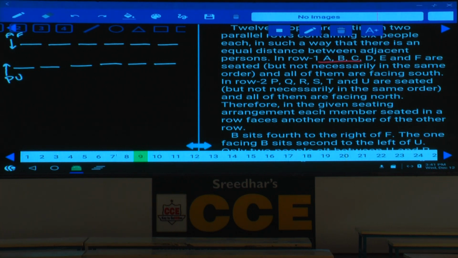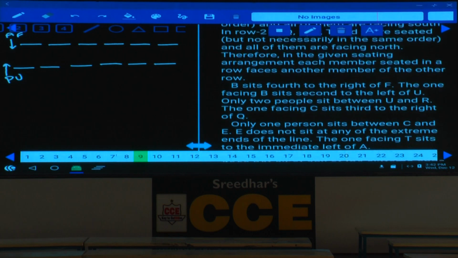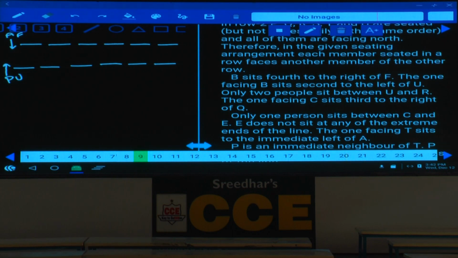Then, not necessarily in the same order, B sits fourth to the right of F. As B is seated fourth to the right of F, tell me what are the different possibilities we can have. B sits fourth to the right of F, B at this place, and hence F must be at this place. This is one possibility. Then what is the other possibility here?